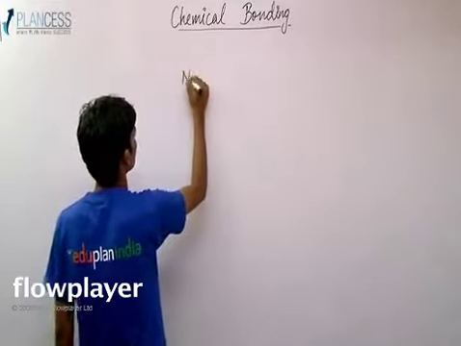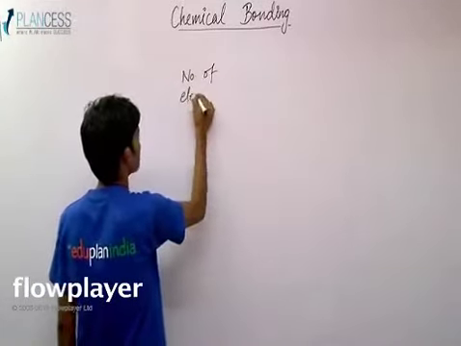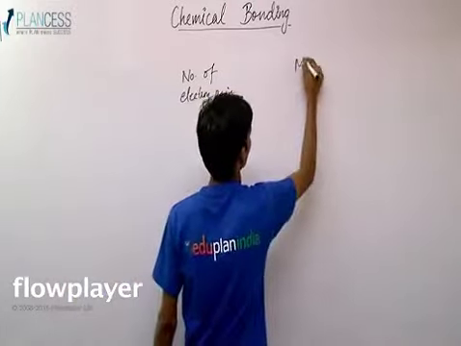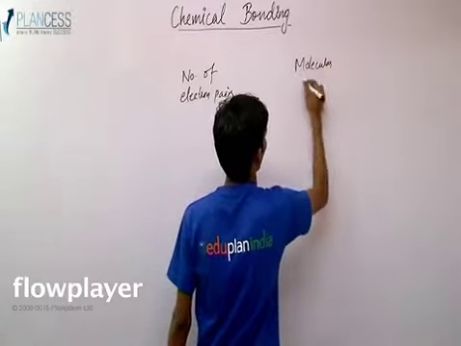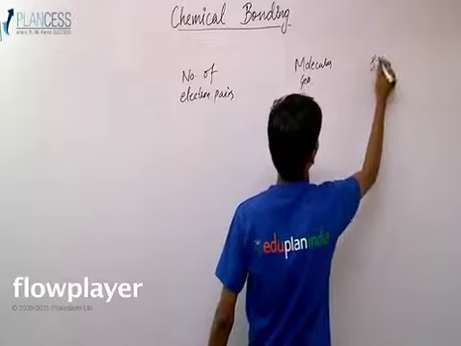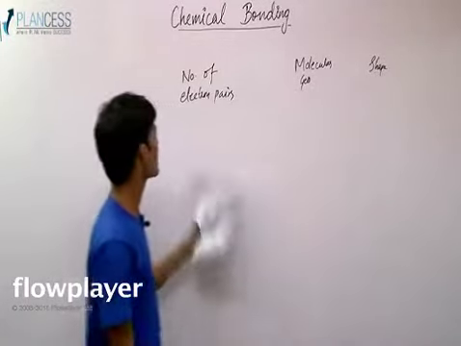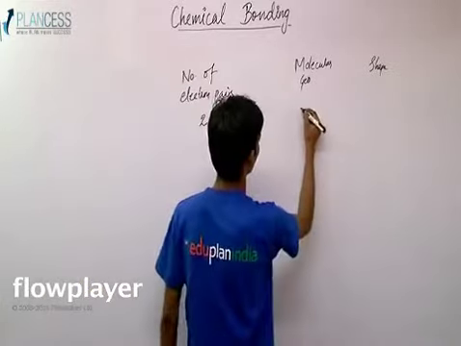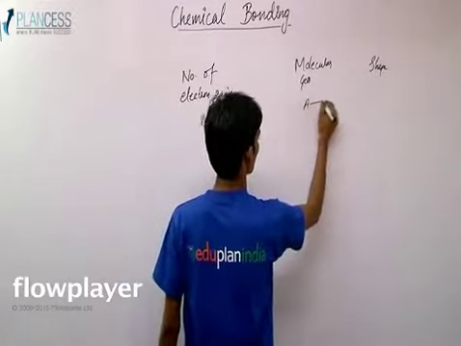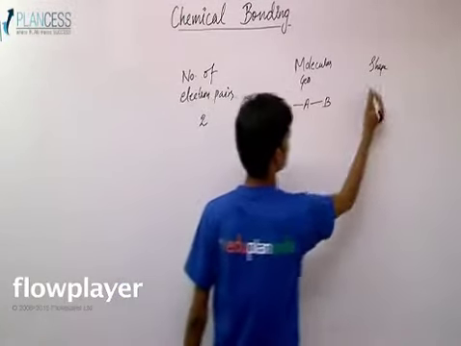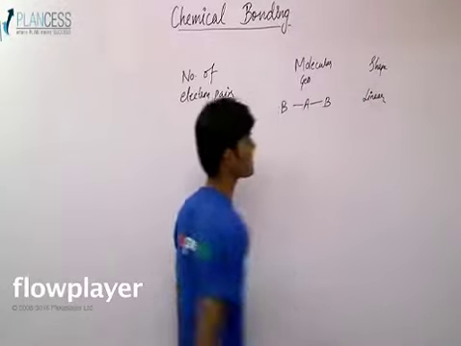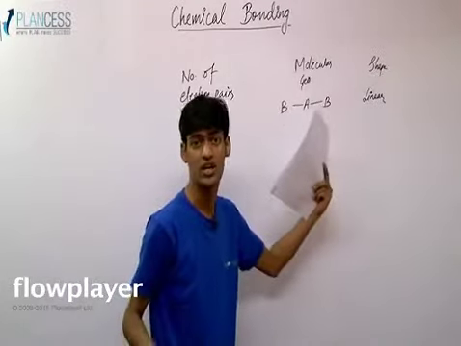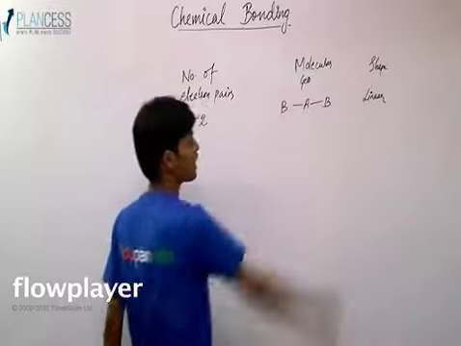I will make a table with the number of electron pairs, the molecular geometry and shape. If the number of electron pairs is 2, that is, there are 2 atoms, then the molecular geometry would be AB2, and it would be linear. Remember that in this case we are not considering any lone pair. The lone pair on the central atom is 0. In that case, it would be linear, something like AB2.